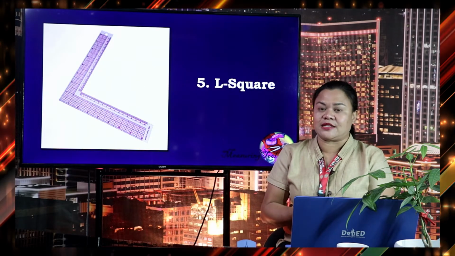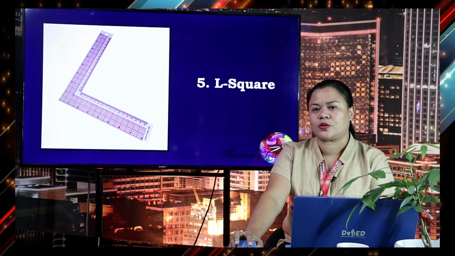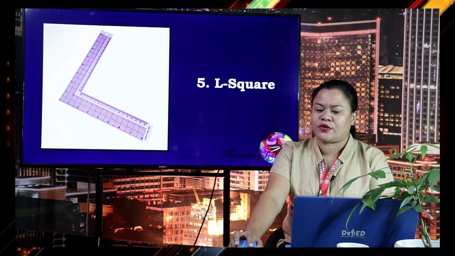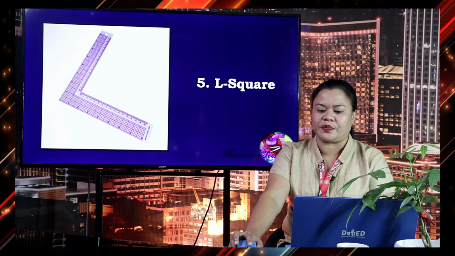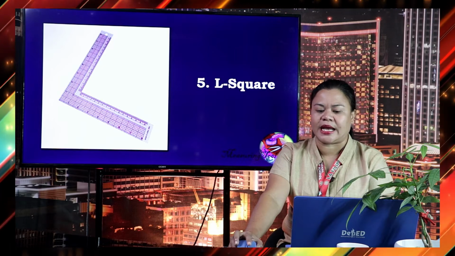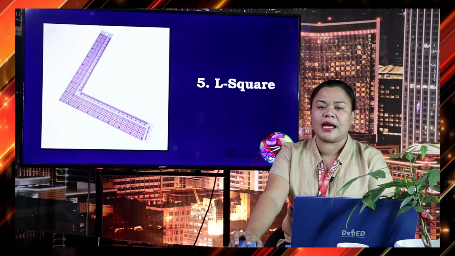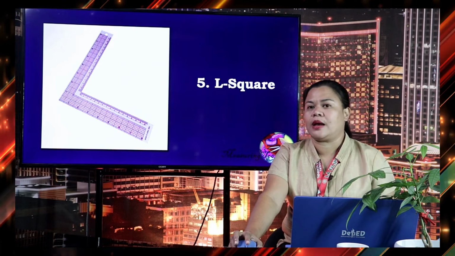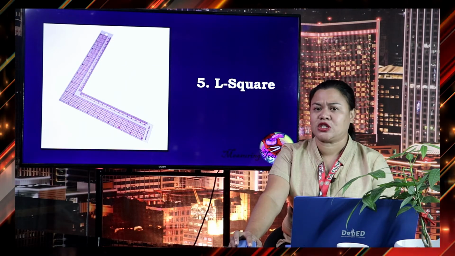The next is the L-square. L-square is also known as tailor's square, used to transfer measurements to the draft pattern. It is a perfect square and is useful in making straight lines and angles. It can also function as a tape measure, except when measuring the circumference of the body. Hindi siya pwede, kay dili man siya nato ma-fold.